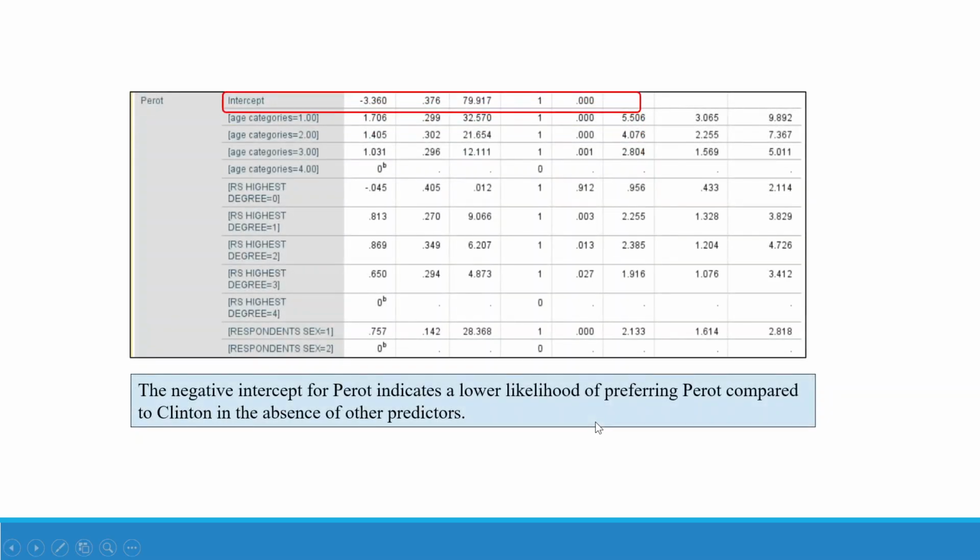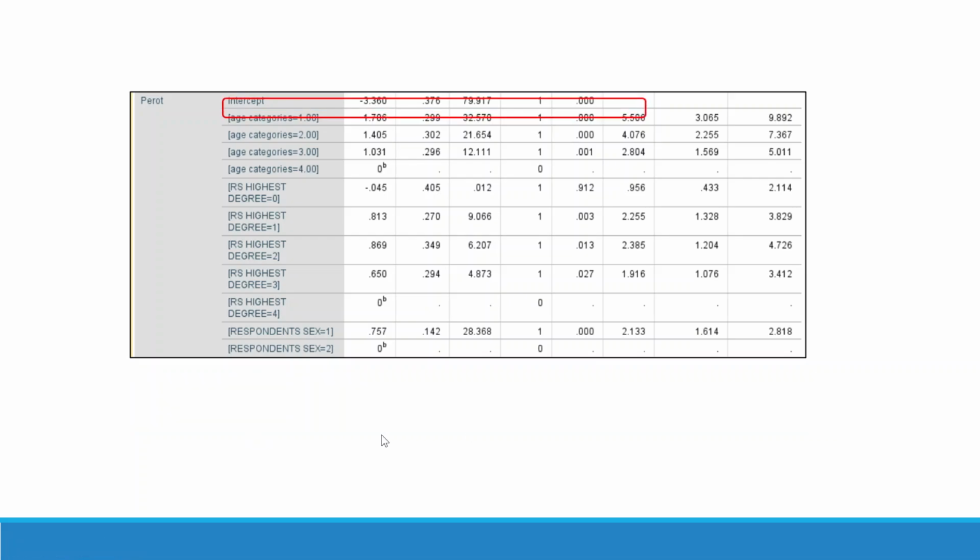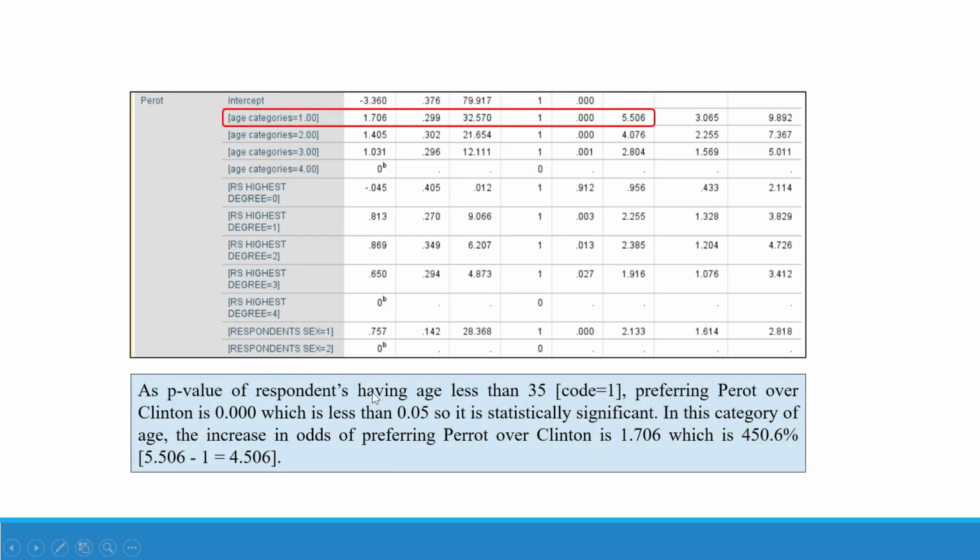Now the next is Perot. We have completed Bush. Start with Perot. This is also negative. So the negative intercept for Perot indicates a lower likelihood of preferring Perot compared to Clinton in the absence of other indicators. Age category 1, the p-value of the respondents having age less than 35. This is positive, p-value less than 0.05. It means that the respondents in this age group prefer Perot over Clinton. Why Clinton are we considering? Because Clinton is our benchmark category. So preferring Perot over Clinton is 0.00, which is less than 0.05. So it is statistically significant.